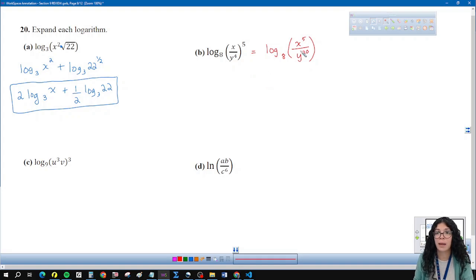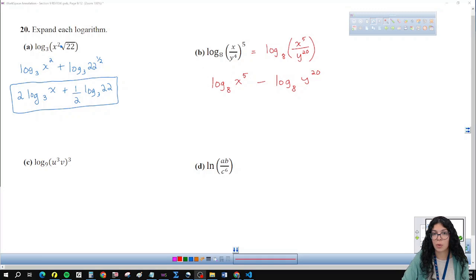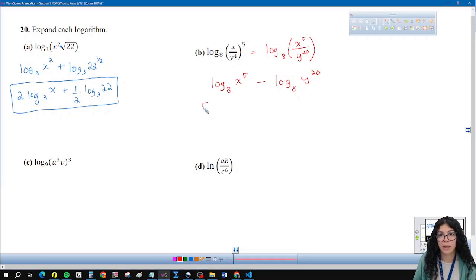Now I'm going to go ahead and apply the quotient rule and expand this out. So the quotient rule says I subtract the log. So I would be log base 8 x to the power 5 minus log base 8 y to the power 20. And then the last step would be to apply the power rule, bring that power out in front. So my final answer here would be 5 times log base 8 x minus 20 times log base 8 y.